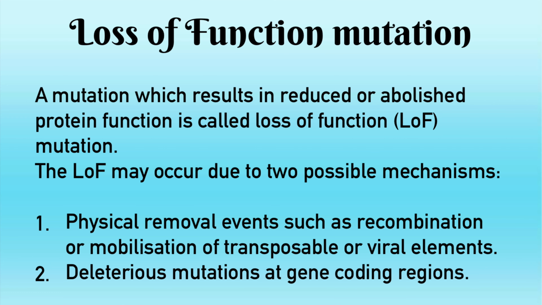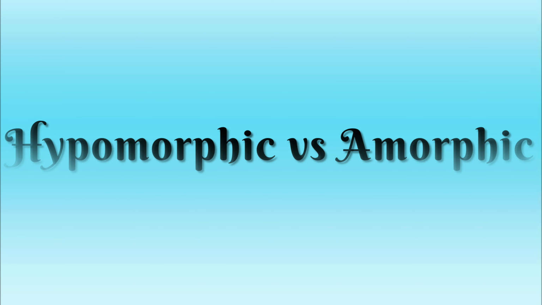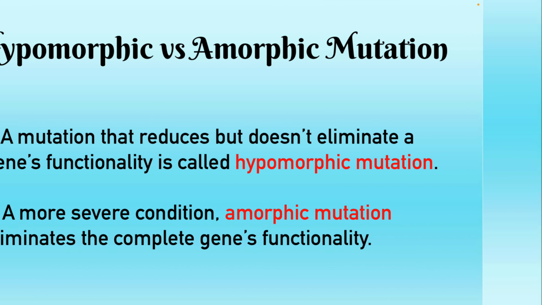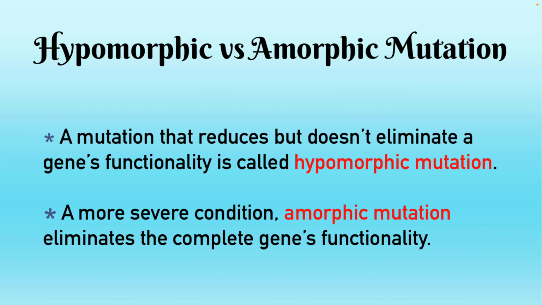Proceeding with the prime focus of my assigned topic, I will now discuss hypomorphic and amorphic mutation. A mutation that reduces but doesn't eliminate a gene's functionality is called a hypomorphic mutation, whereas a more severe condition known as amorphic mutation eliminates the complete gene's functionality.